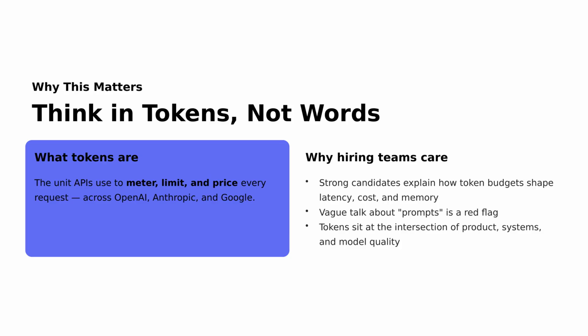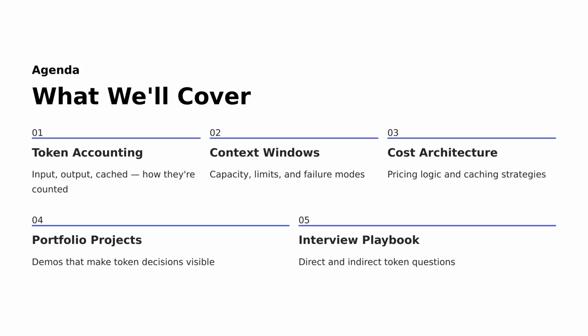This matters because models don't actually think in words. They operate in tokens. Tokens are the basic units APIs use to meter usage, enforce limits, and calculate cost across providers like OpenAI, Anthropic, and Google. For hiring teams, that's important because strong candidates can connect token budgets to latency, pricing, and memory. If someone only talks vaguely about prompts, that's usually a warning sign.